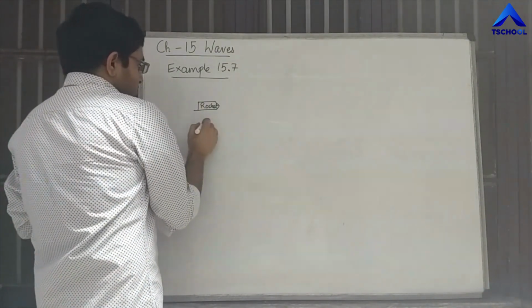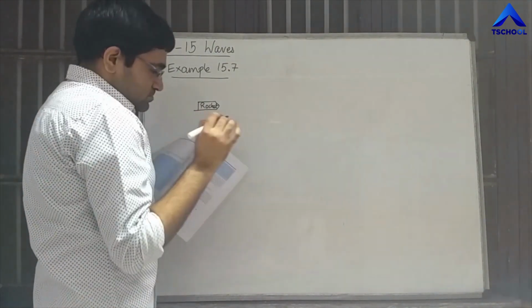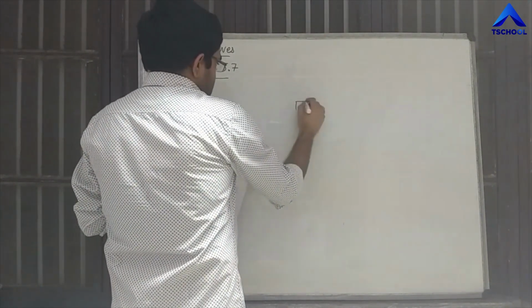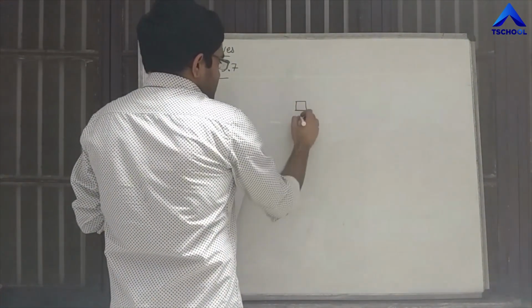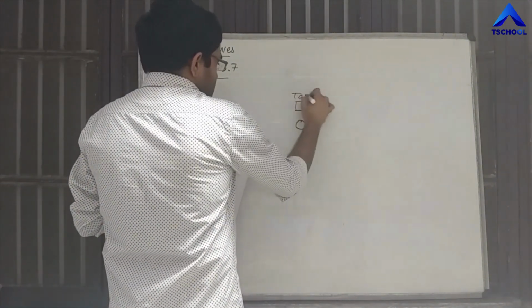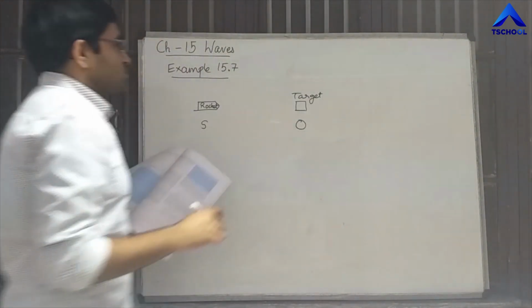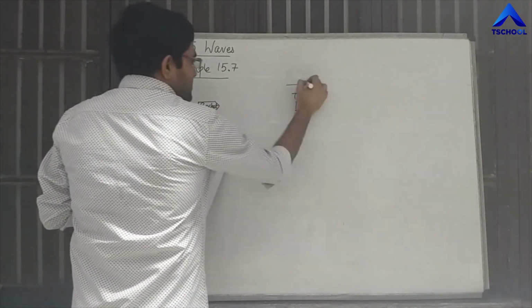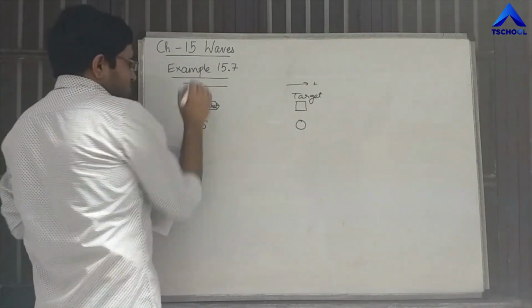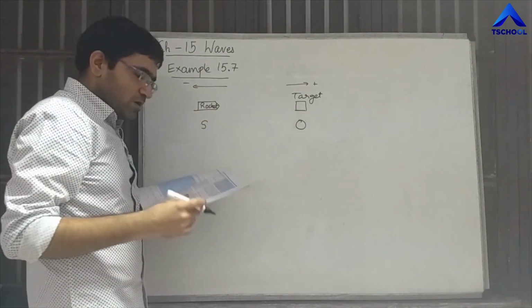Okay, remember that's the source S, and it's moving towards a stationary target, right? So let's say this is the observer, which is obviously the target, moving towards the stationary target, going in this direction. So let's say right side is positive and left side is negative. We're going to use all this in the formula.